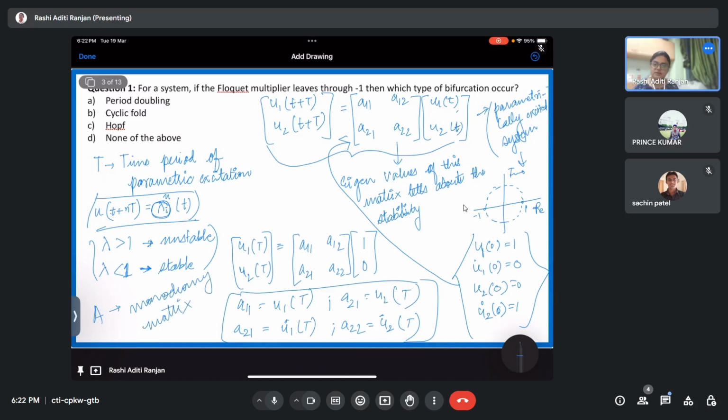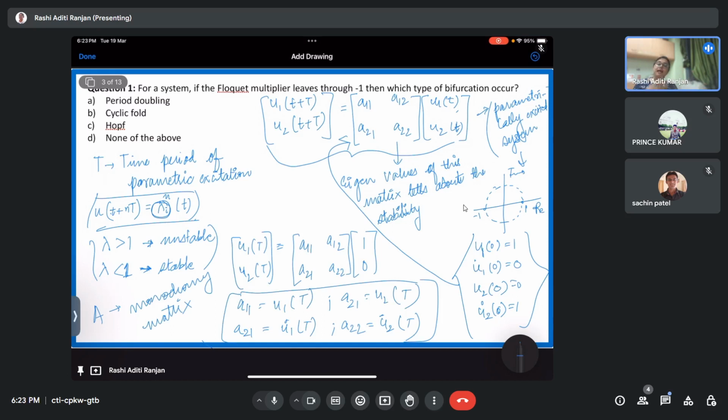So for a system, if I know the equation of motion and the initial conditions, and by seeing the parametric excitation in the equation of motion, I can find out capital T, which is the time period of the periodic parametric excitation. So if I know the time period, I can do the simulation and find the system response after one time period. Okay, and then I can find the monodromy matrix, and by using the monodromy matrix, I can predict whether my system is stable or unstable.